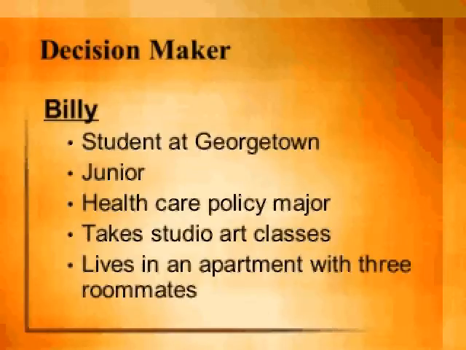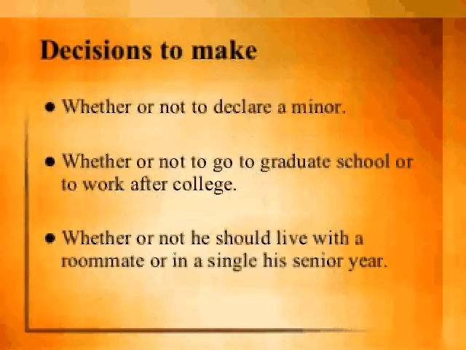He is currently a healthcare policy major, but enjoys taking studio art classes for fun. He also lives in an apartment with 3 other roommates. He shares a room with one of these roommates. All of these things will have an influence on the decisions Billy will make. There are 3 decisions that Billy is going to have to make in the next 6 months.